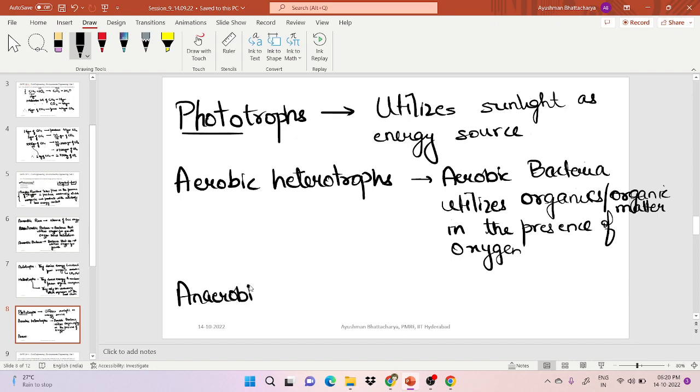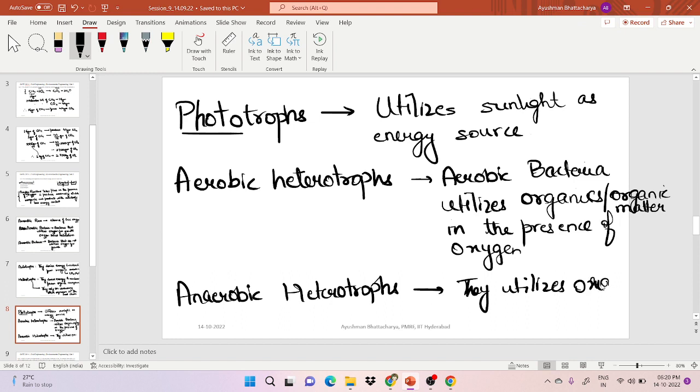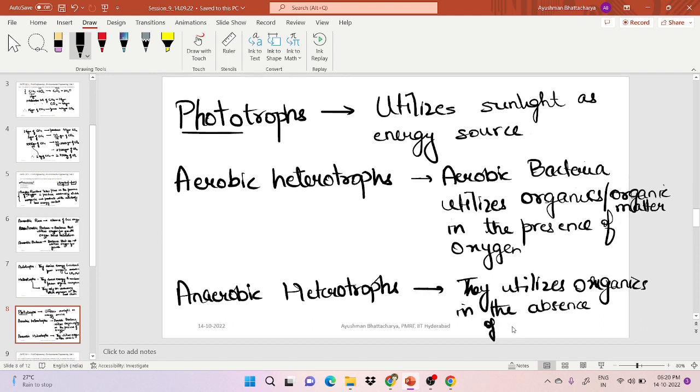Anaerobic heterotroph, as the name suggests, means anaerobic bacteria which utilize organics in the absence of oxygen. Okay, so these are the things you should remember.